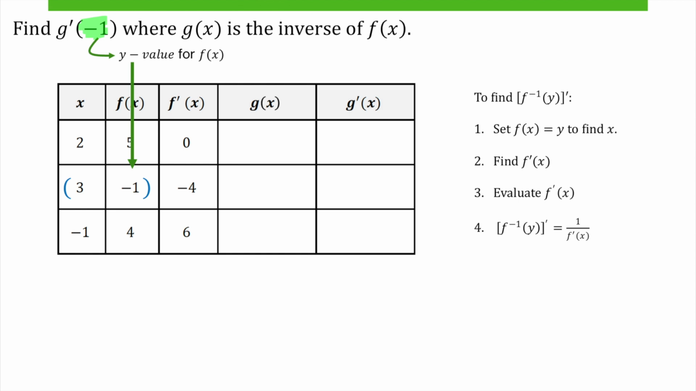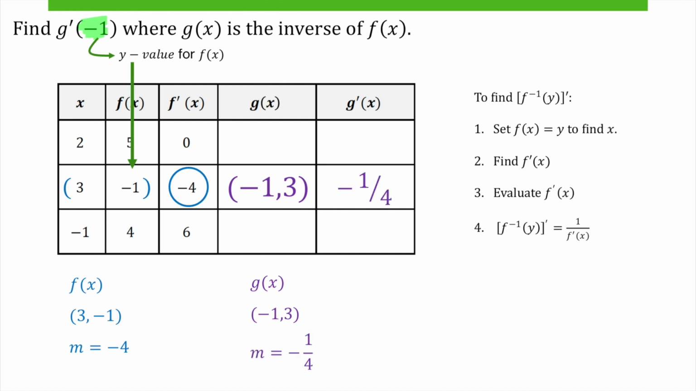So let's sum up what we know. On our function, we're sitting at the point (3, -1), which means on our inverse function, we're sitting at the point (-1, 3). And if the slope of f of x is -4, then the slope of g of x at its inverse point is -1/4.